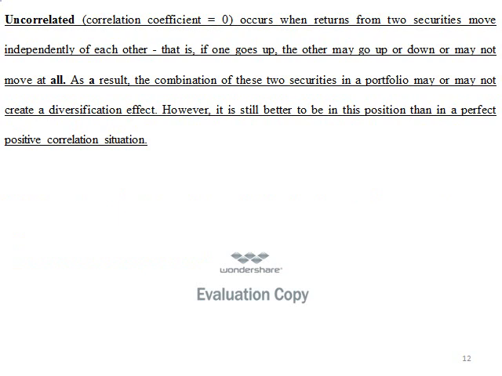The uncorrelated situation occurs when the returns from two securities move independently of each other. That is, if one goes up, the other may go up or down or may not move at all. As a result, the combination of these two securities in a portfolio may or may not create the diversification effect. However, it is still better to be in this position than in the perfect positive correlation situation.